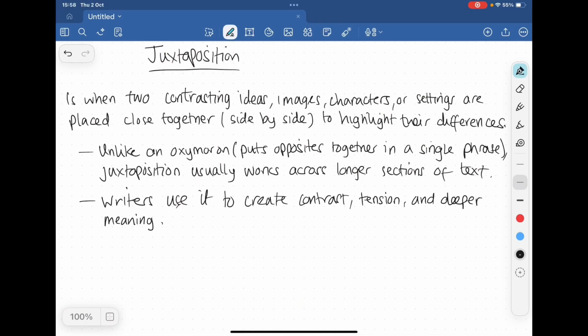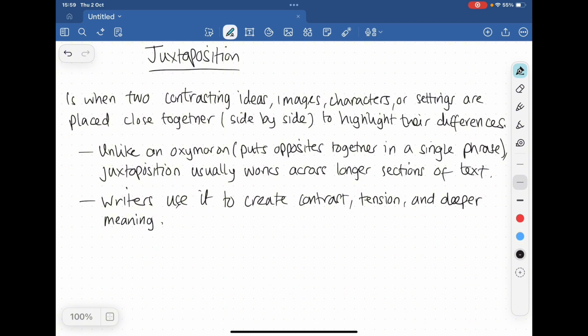Hi there, so let's talk about juxtaposition today. Juxtaposition can actually be used as a language technique and a structural technique. For this video, we're mainly going to concentrate on the use of the language device. So, what is a juxtaposition?